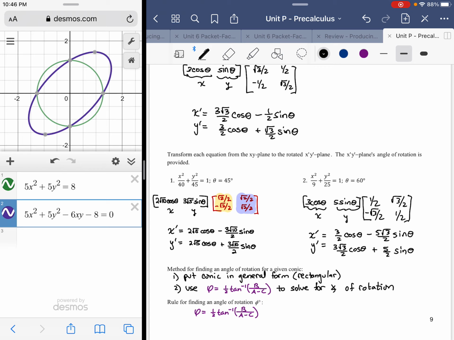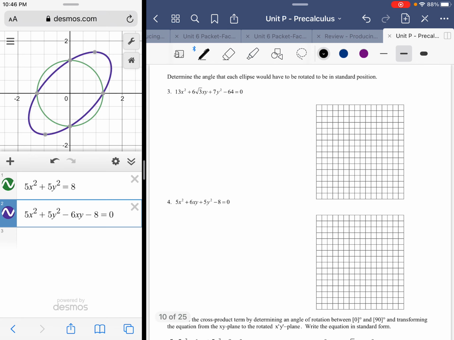There's other methods. There's a matrix-related approach, but this is a pretty user-friendly way of doing it, especially since oftentimes the information will be given to you in the general form. So it kind of lends itself to this approach. So let's hop on over to page 10 and take a look at an example. All right.